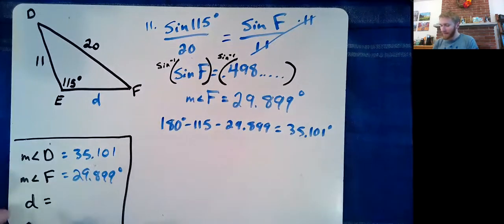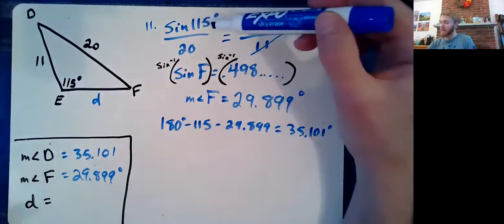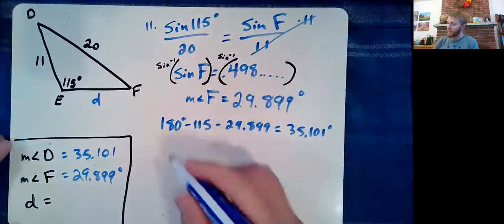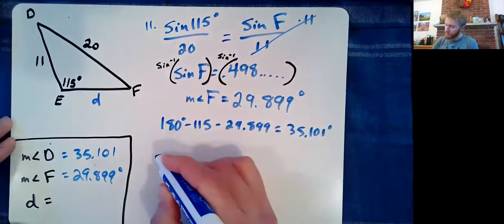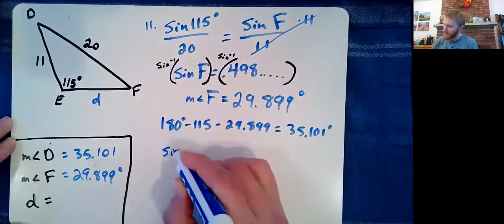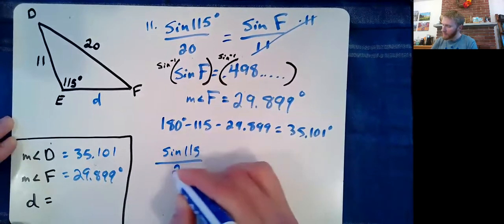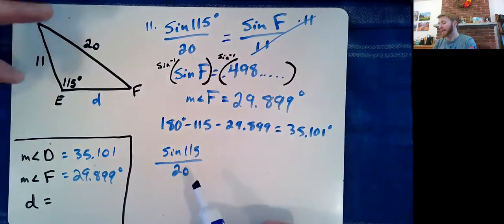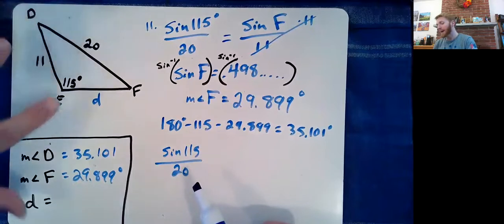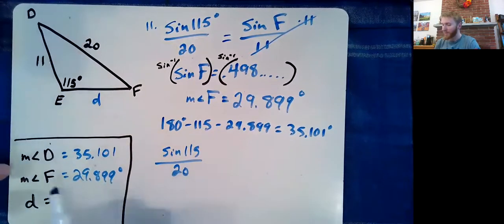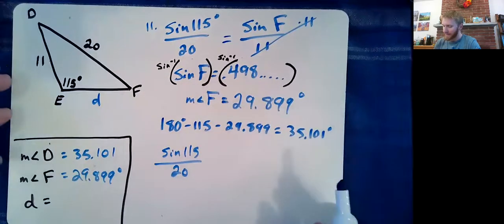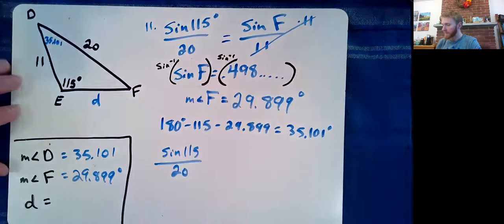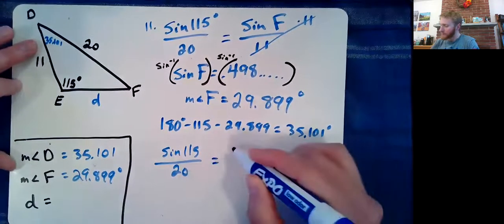Side D. Now, here's again the nice thing with law of sines. Oftentimes, if you have a pair, you're going to use it more than once sometimes. So I'm going to use that exact same ratio. In this case, sine of 115 over 20 is the ratio of angle and side E. I want to find side D, so I need to use the ratio of angle D and side D. Because I found this angle up here was 35.101, I'll sneak it in there, I can use that angle.